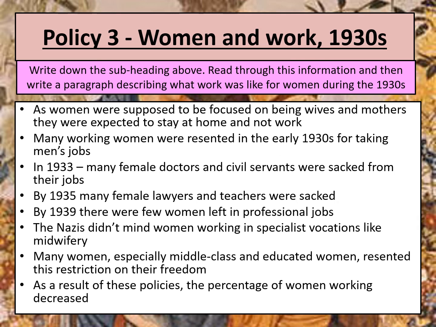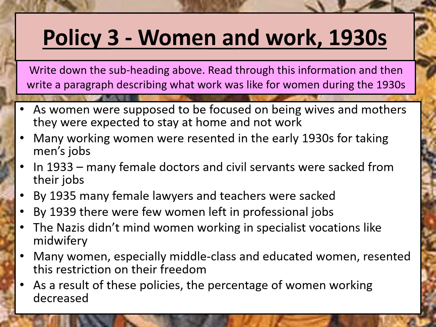So we're moving on now to the final policy about women and work in the 1930s. Now what you're going to do is listen to me as I talk through this information about women and employment, and then after I've done that, I'd like you to write a paragraph describing what work was like for women during the 1930s. Once you've done this, you'll find on the next slide that we're going to look at how it changed with the outbreak of World War II. But for now, we're just going to be thinking about the 1930s and this information on the slide here.